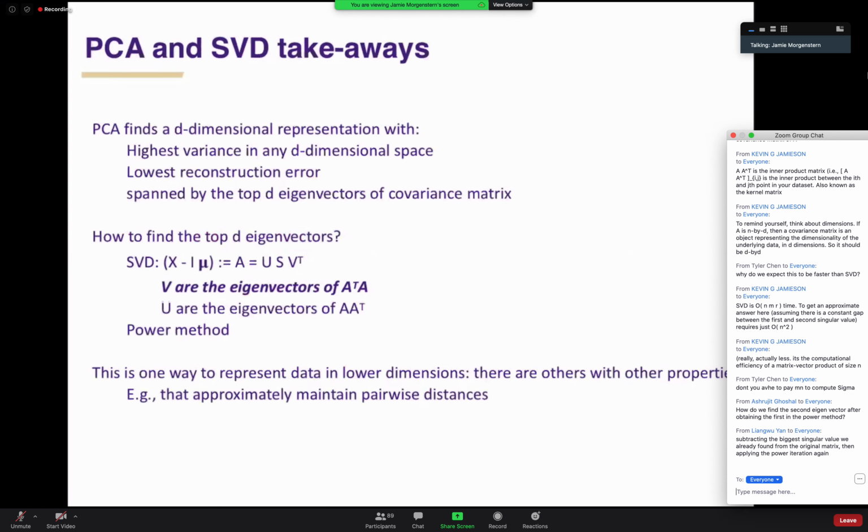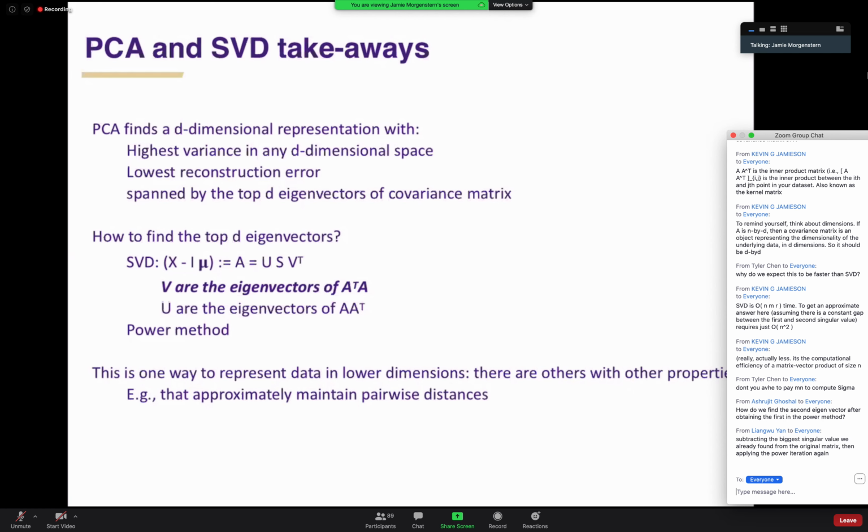So a couple of takeaways before I briefly mention another paradigm in ML that's useful as cultural knowledge, if nothing else. Okay, so PCA finds a d-dimensional representation of a data set, which simultaneously has the highest variance of any d-dimensional representation of that data set and the lowest reconstruction error. It's spanned by the top d eigenvectors of the covariance matrix.